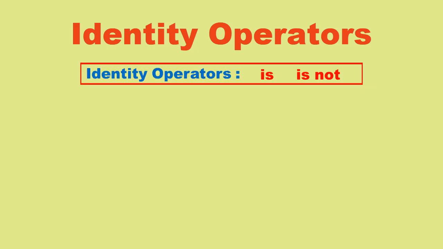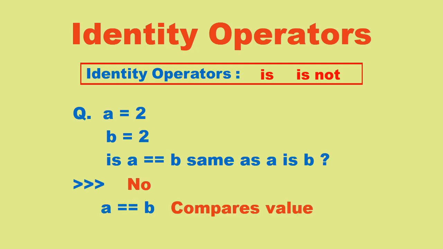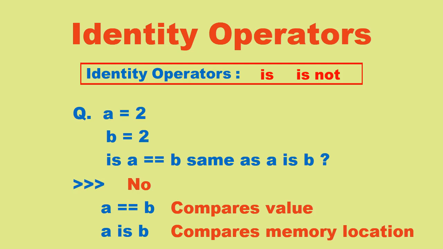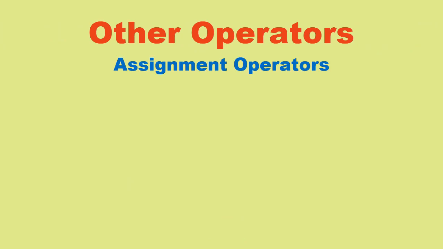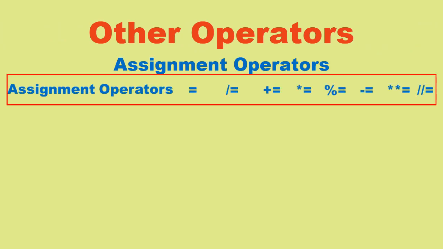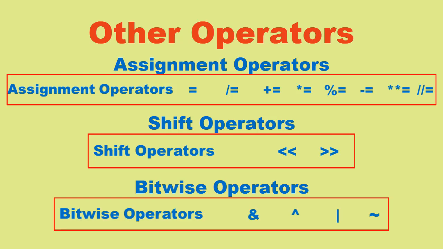Next we have the identity operator, is and is not. They compare the memory location of two objects. So the question asked could be, is A equal to B same as A is B? Answer is no, as equal to compares the value, while A is B compares the memory location if that is also same. Next are assignment operators, which are used to assign any values to variables or result in expression. There are also shift operators and bitwise operators, which we are not covering in detail over here.